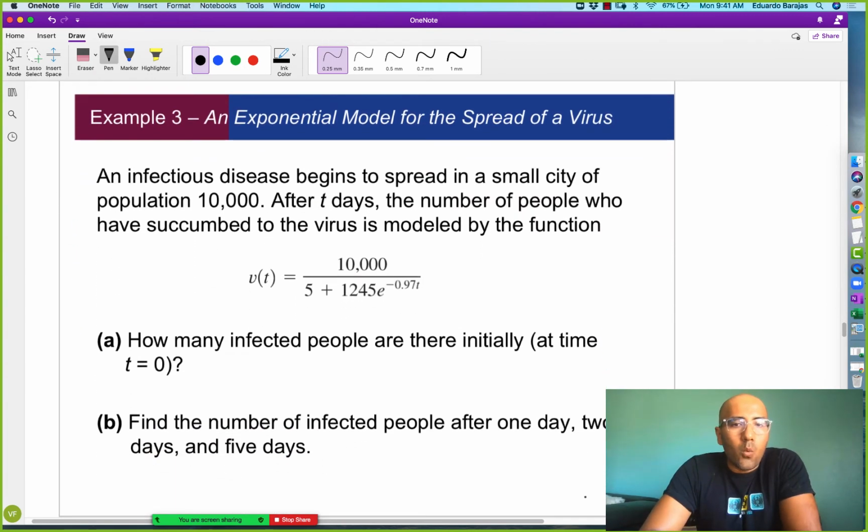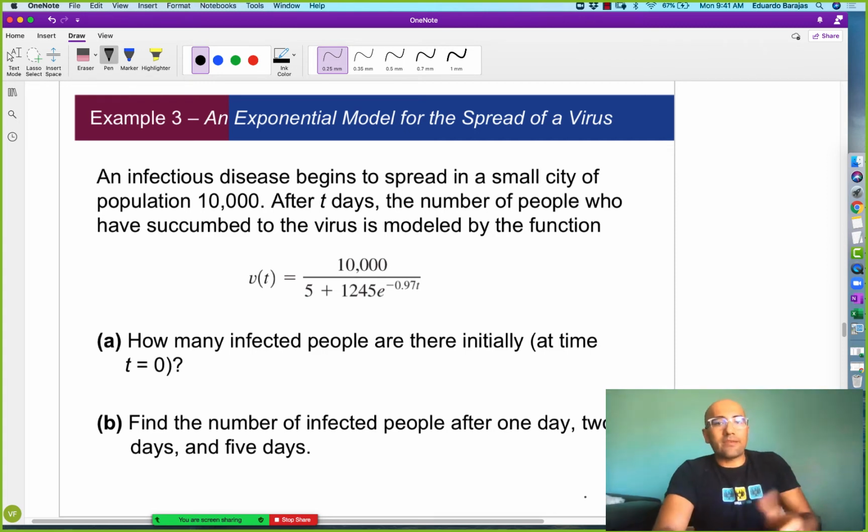Okay, one of the reasons E is so important is because it appears a lot in nature. One of the important aspects of math, one of the reasons we study math, is because it helps us understand the world around us, right? So there's a big application part of math. It's not the entirety of math. It's just one facet of it.